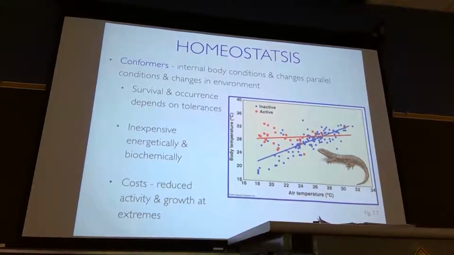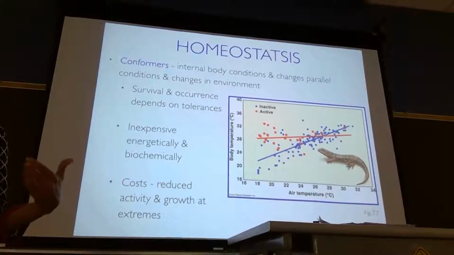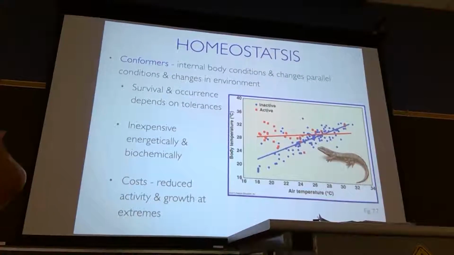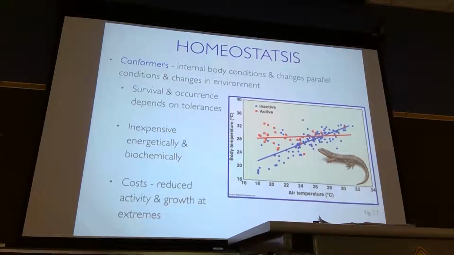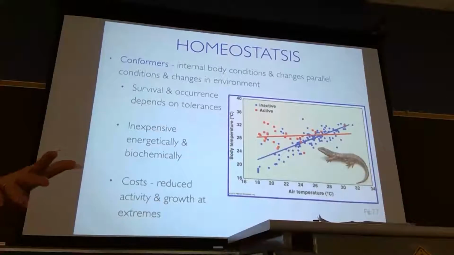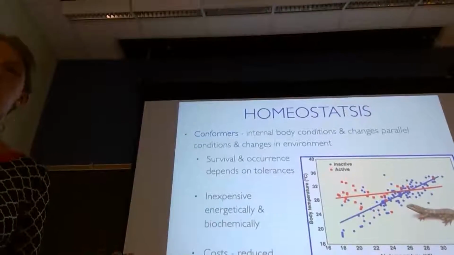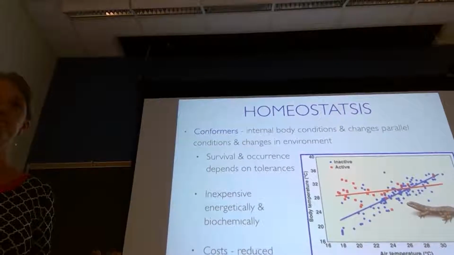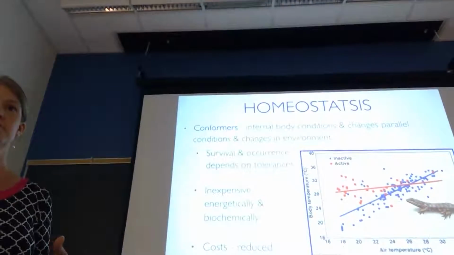This means that for conforming organisms, their survival and where they can occur in an ecosystem depend on their tolerances for certain conditions. Because their body changes with their environment, they'll be excluded from places that are too hot or too cold, that are too acidic or too basic. Their minimums and maximums set where they can live.